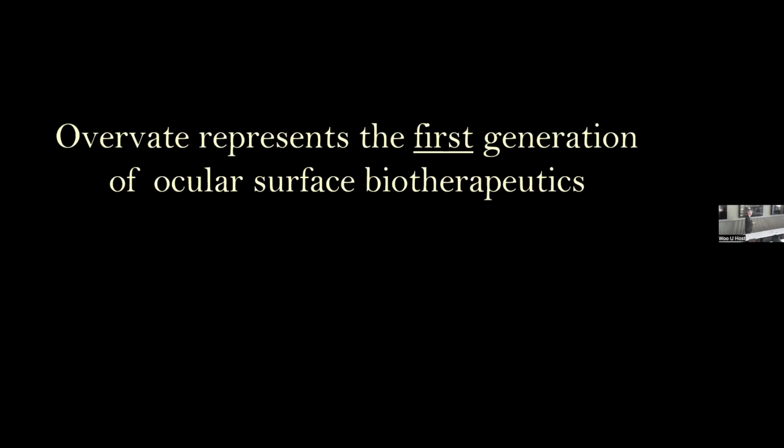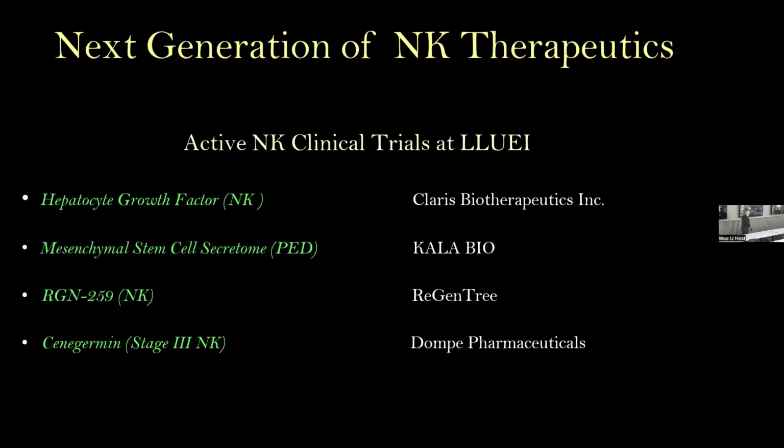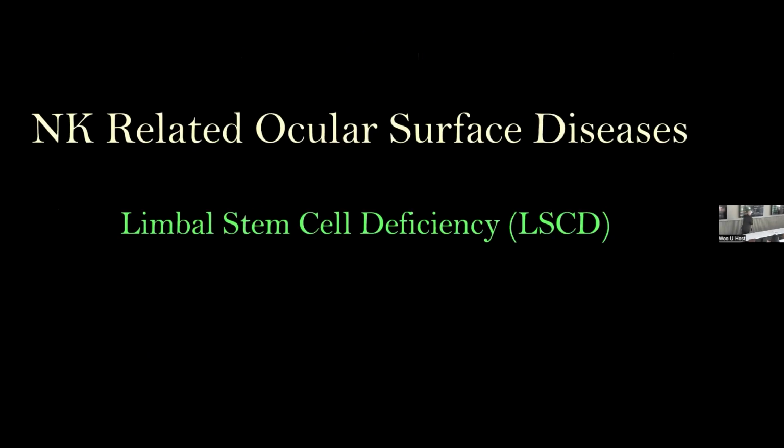Now, just to try and wrap this up, oxybate actually just represents the first generation of epitheliotropic NK agents, but it's opened the door to the whole next generation, which is coming. These are all active clinical trials that we're running at Loma Linda right now. Hepatocyte growth factor, mesenchymal stem cell, secretome, Regentry, and Domfi folks have now launched a second clinical trial looking strictly at stage 3s because they think it may promote wound healing, rebuilding stroma, okay? So that's what's going on.